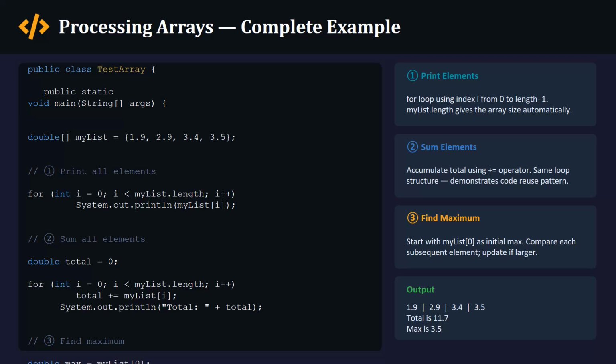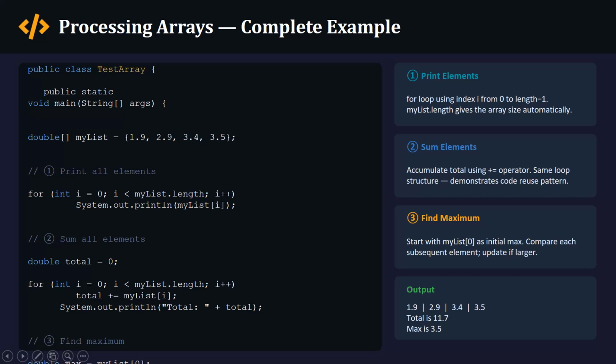So the expected output for this code is 3.5. How many elements do we have there? 1, 2, 3, 4. Then you are looking for the maximum value. Out of that, the total is 11.7, and the maximum value is 3.5. So for you to test that, you have public class TestArray, then public static void main. This is now the main class. Then you use the data type with the array format, use myList, and list all the values in that array.